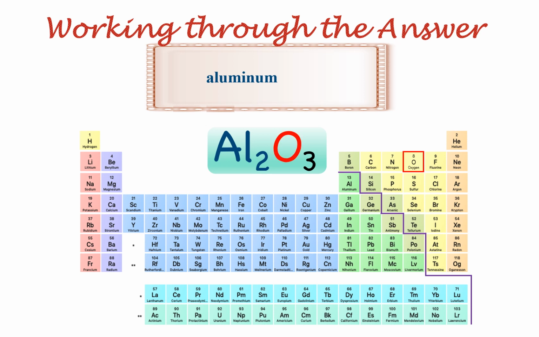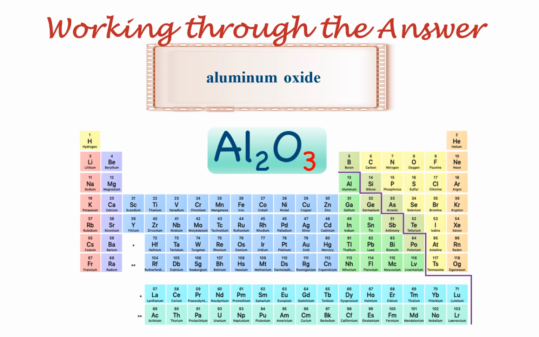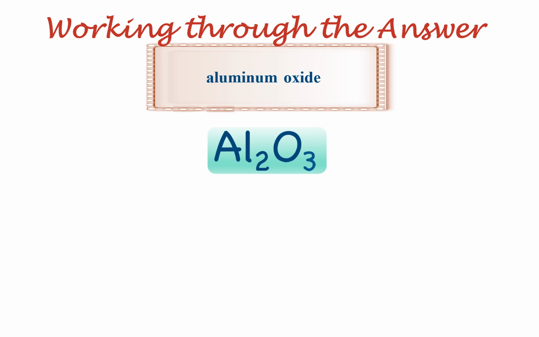As the second element, oxygen drops its ending, changing it to "ide." The name becomes oxide. There are 3 atoms of oxygen, but once again, the number is left out in the name. The second name in the compound is oxide. Thus, the name for the formula Al2O3 is aluminum oxide. And as with all metal-nonmetal binary compounds, there are no Greek prefixes.